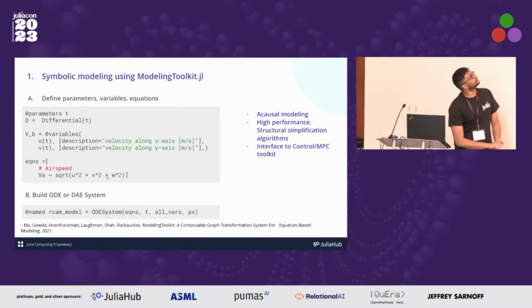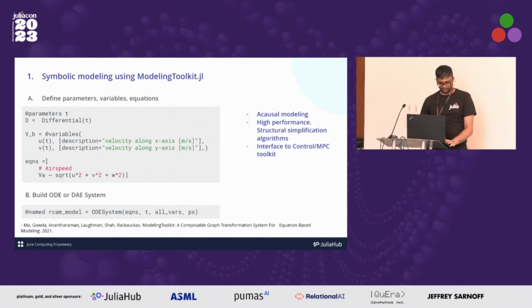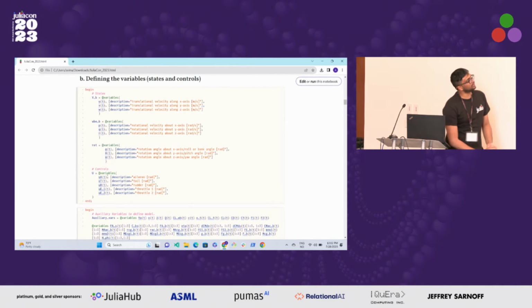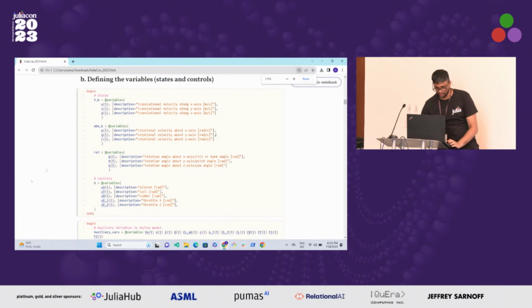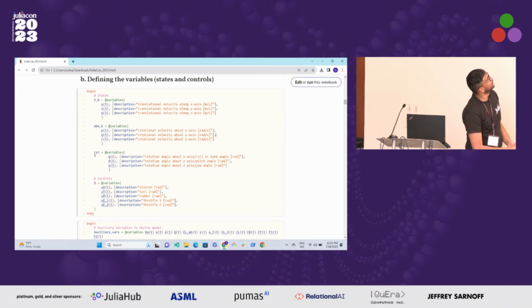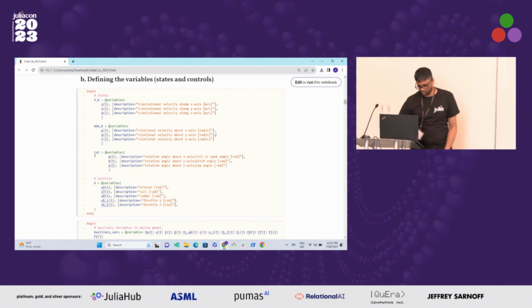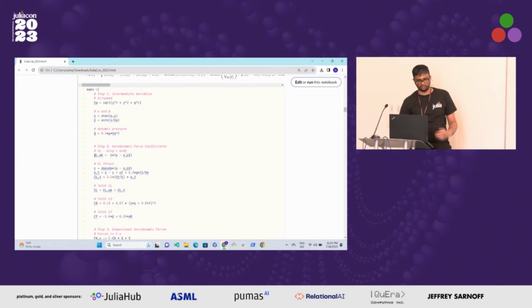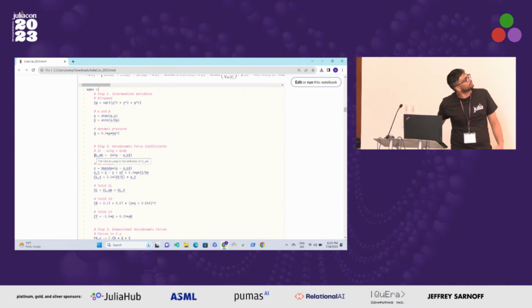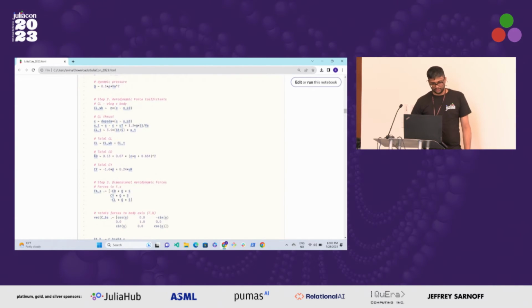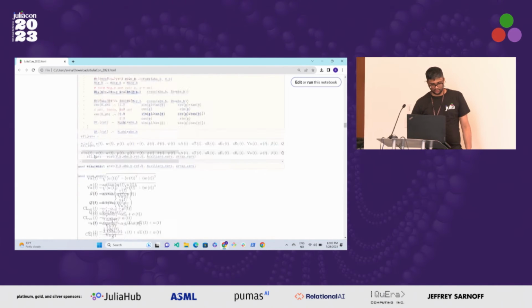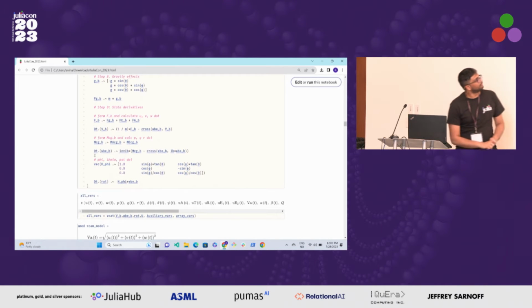So again, the first step is usually symbolic modeling with ModelingToolkit.jl, defining variables, and equations as expected. It's quite straightforward, and we also define equations. So this commonly comes from domain knowledge, and in this case, it is this kind of large mechanistic model that one would use over here.